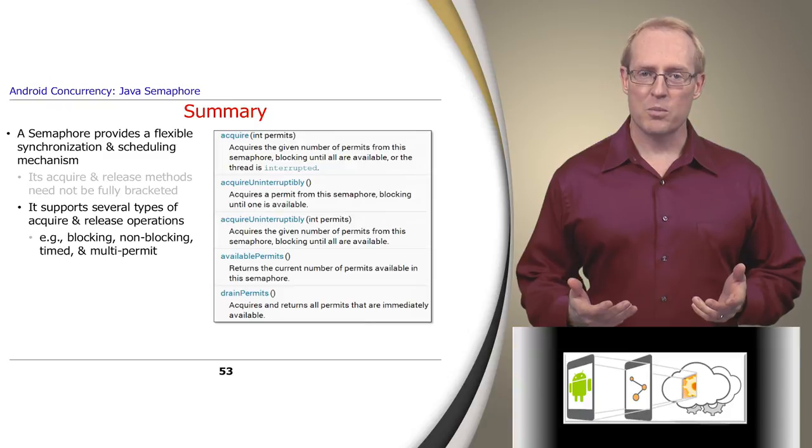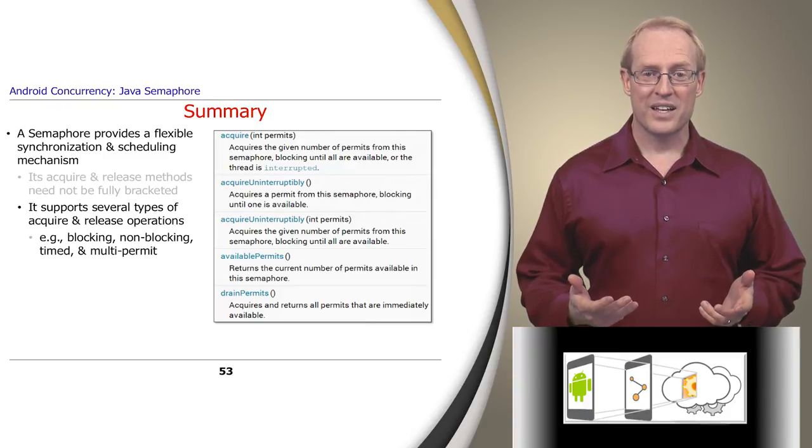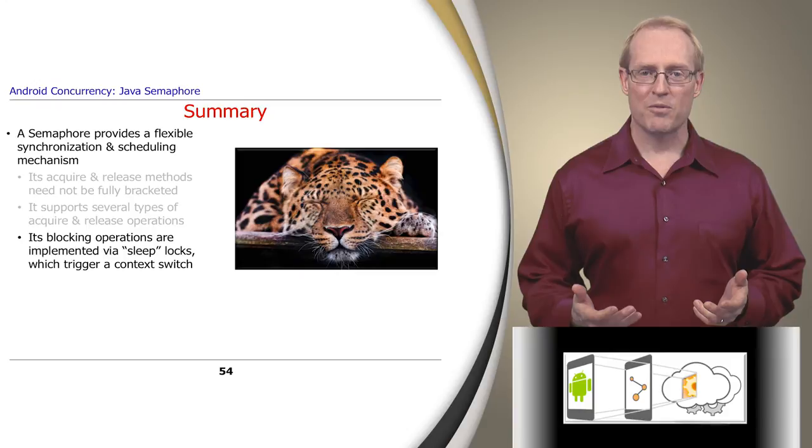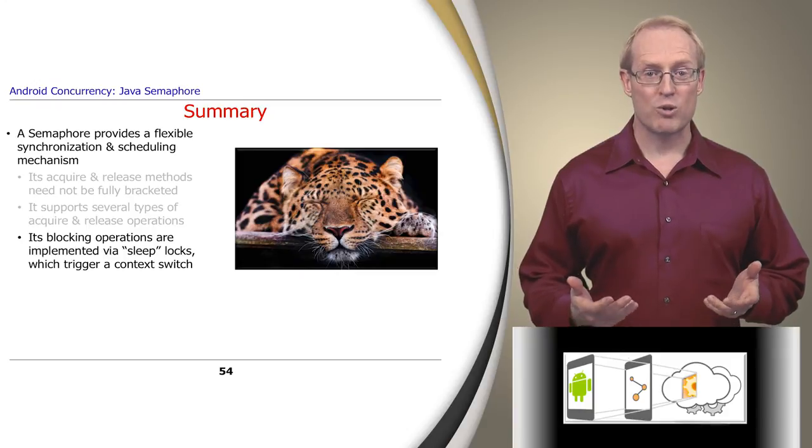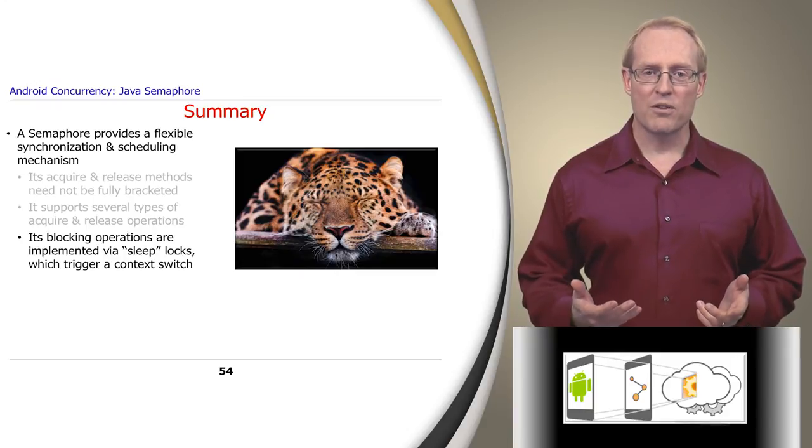A semaphore supports several types of acquire and release operations, including blocking, non-blocking, timed, and multi-permit acquire and release operations. The blocking operations of a semaphore are implemented via sleep locks, which trigger a context switch, so the overhead of waiting to acquire an unavailable semaphore may be higher than locking mechanisms that use spin locks, as discussed at this link.